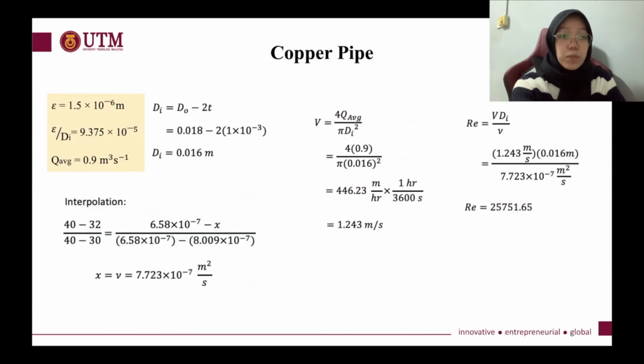Alright, next will be the copper pipe. At the box at the left side is the given data, and then we have to find the internal diameter, which is 0.016 meter. Then we get the velocity, which is 1.243 meter per second, and Reynolds number 25,751.65.